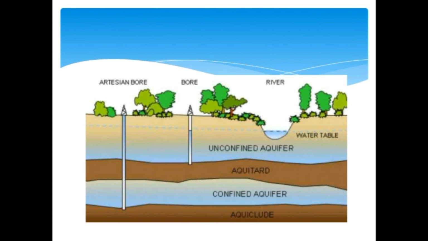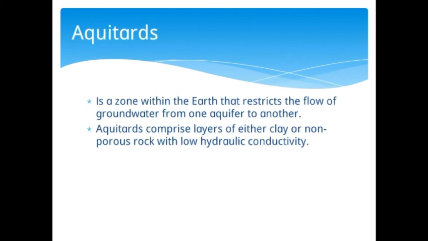An aquitard is an impermeable layer that hinders or prevents water movement. So, the confined aquifer is really closed. Aquitards are zones within the earth that restrict the flow of groundwater from one aquifer to another. Aquitards comprise layers of either clay or non-porous rock with low hydraulic conductivity. Just like what I said a while ago, an aquitard is an impermeable layer that hinders or prevents water movement, and it is composed of clay and non-porous rock with low hydraulic conductivity.